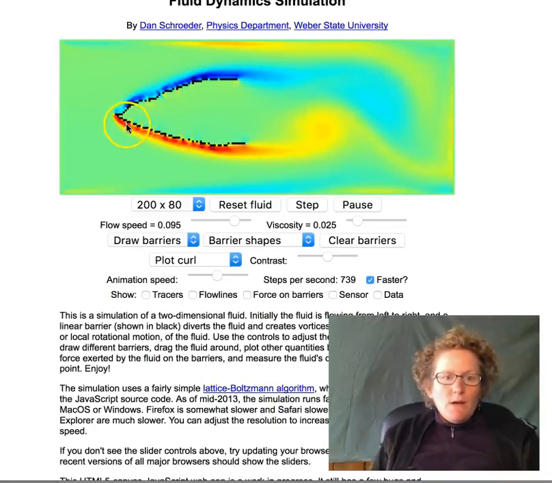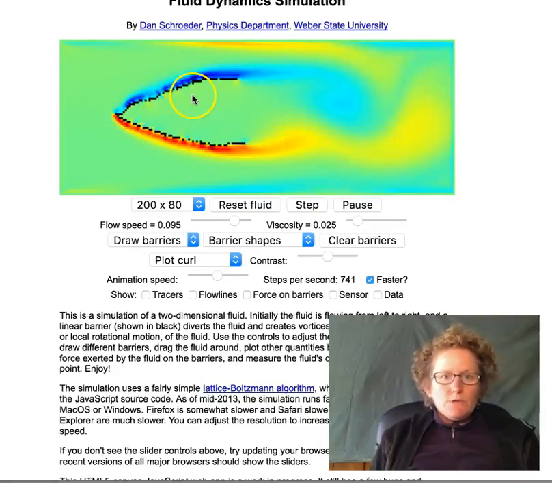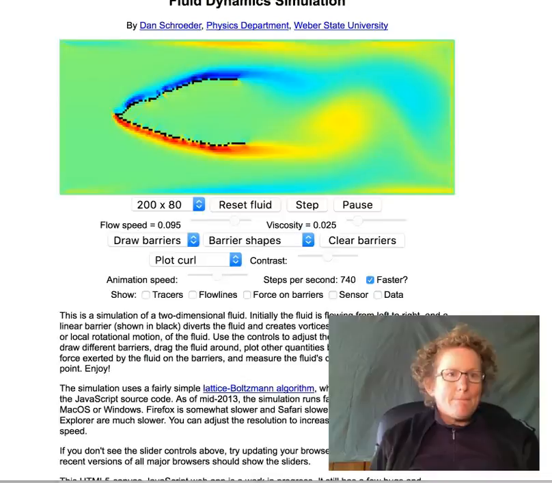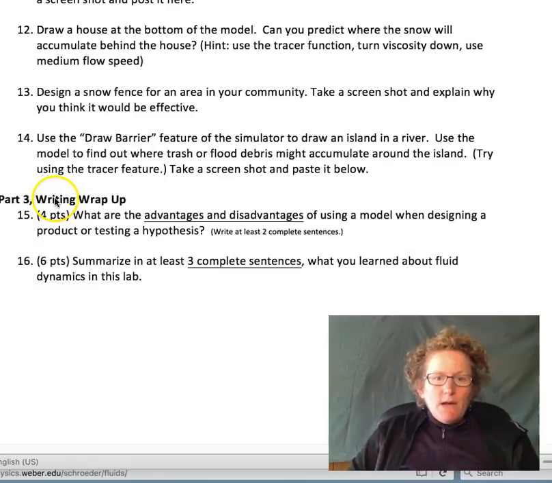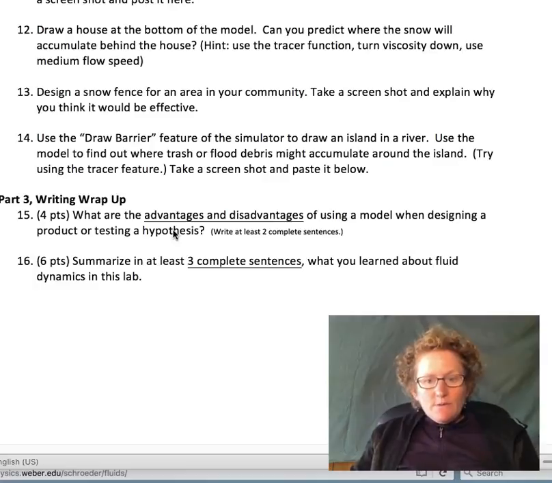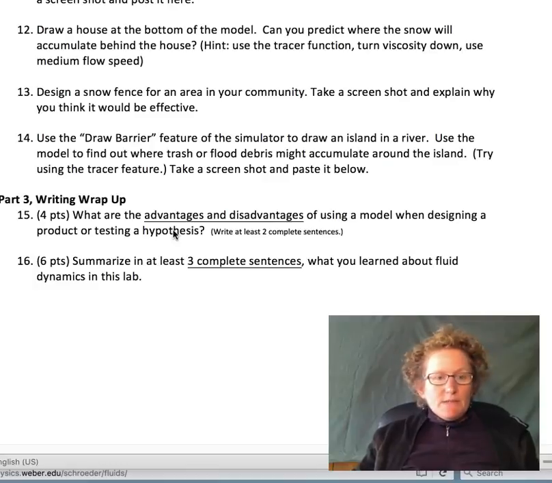So now you know how to use draw barriers. You just use your mouse, you draw a shape, and the simulation will show you how the fluid will move around it and where the turbulence is. So now you know how to do just about all of the lab. Part 3 is a writing wrap-up, where you need to think about the advantages and disadvantages of using a model when designing a product or testing a hypothesis. Obviously, models are not real life, but real life, to build a big boat or even to build a model would cost time and money. So those are some things to talk about.